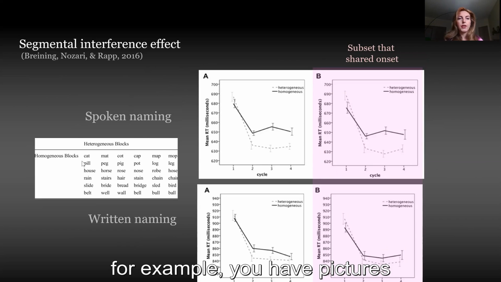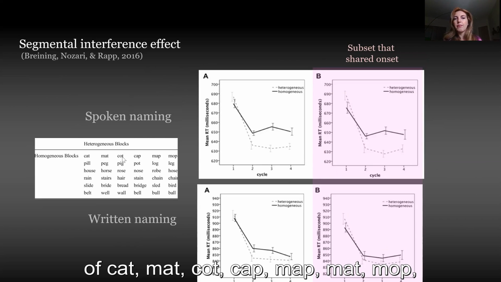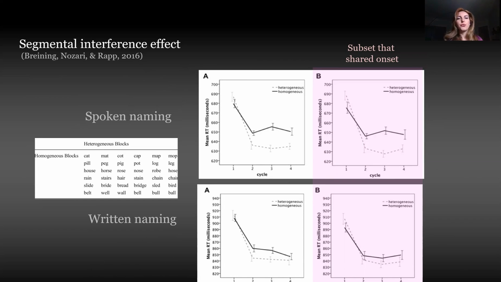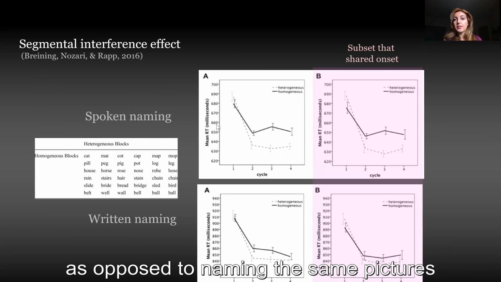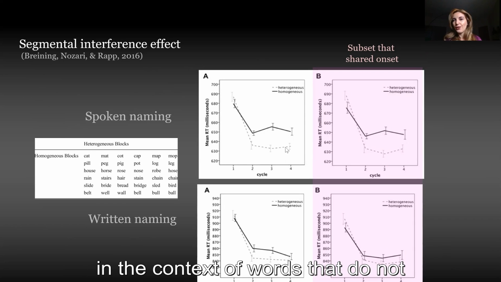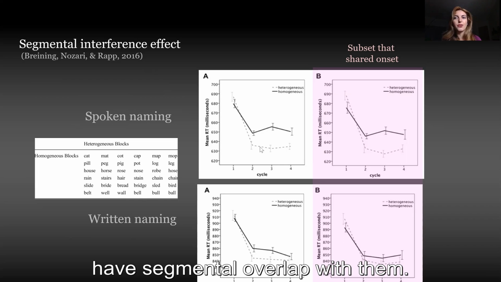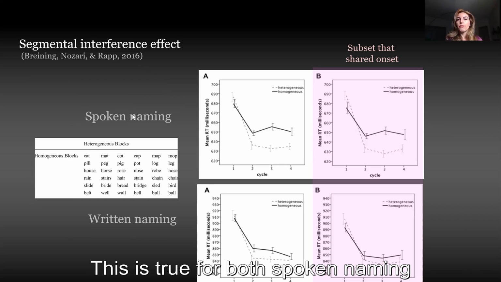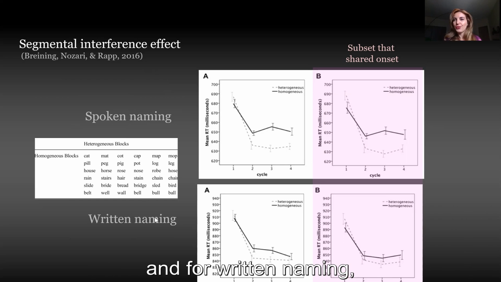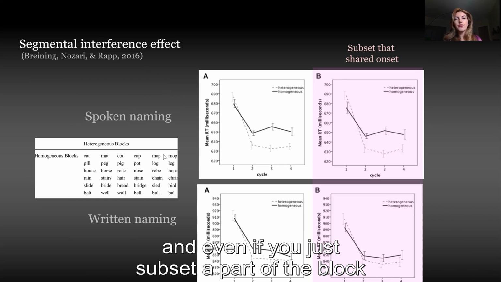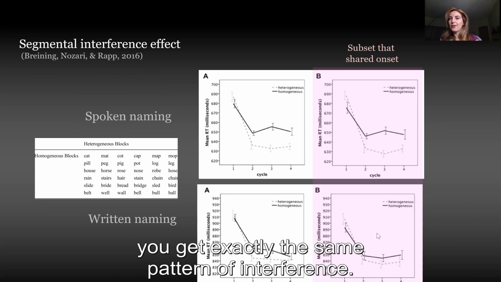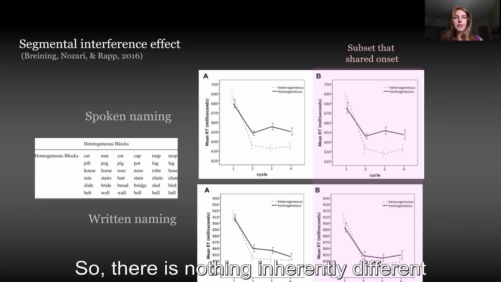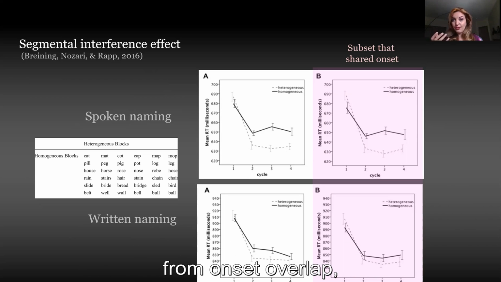For example, you have pictures of cat, mat, cot, cap, map, mop. What you end up getting is interference, as opposed to naming the same pictures in the context of words that do not have segmental overlap with them. This is true for both spoken naming and for written naming. And even if you just subset a part of the block with segmental overlap in onsets, you get exactly the same pattern of interference. So there is nothing inherently different from onset overlap.